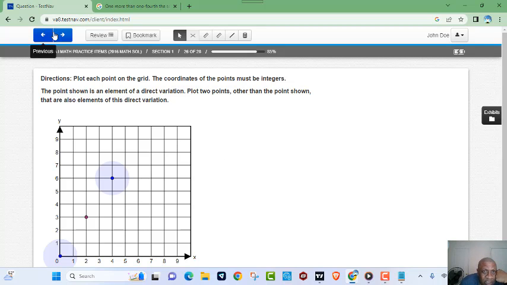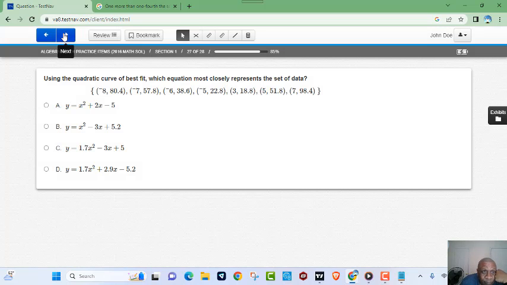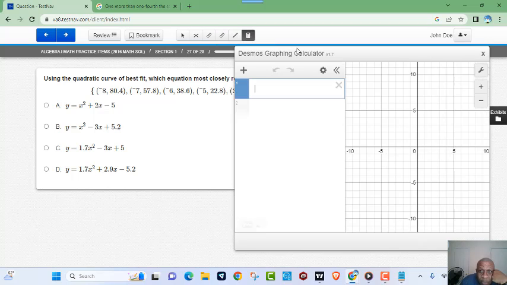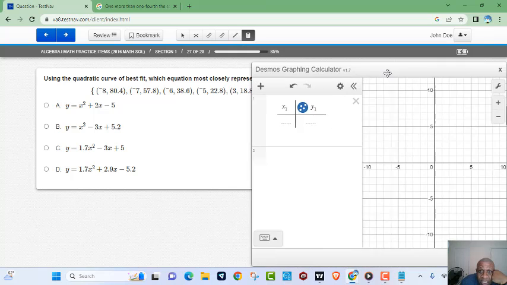Okay, let's look at the next one, 27. Using the quadratic curve of best fit, which equation most closely represents the set of data? All right, so let's pull up our Desmos here. We're going to go to add item. We're going to add a table.